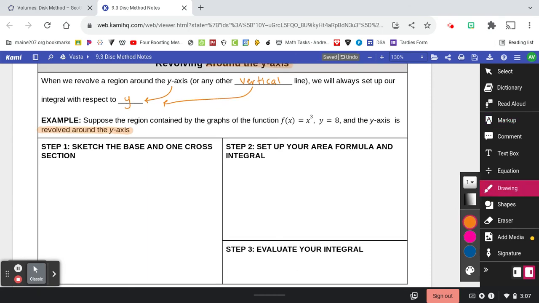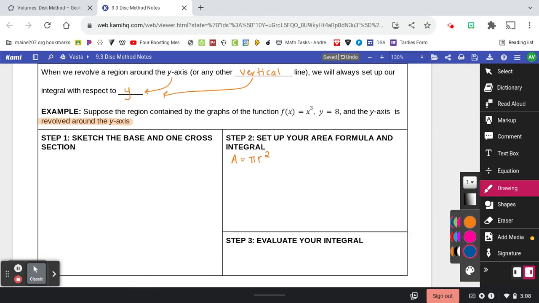Now, there are a couple things I know right away. The first is that all of my slices are going to be circles because I'm revolving something, so my area formula is going to be pi r squared. The second is that I'm going to set everything up with respect to y because I'm spinning my graph around the y-axis. So I'm rotating it around this line right here.